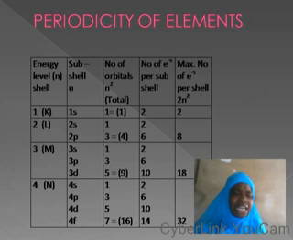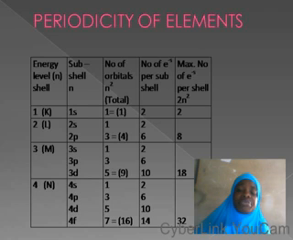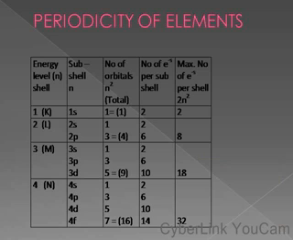Now this particular table gives us the summary of what we have been saying. If you look at this table very well, you see that the K shell, which is 1, has only one subshell, and the number of orbitals is determined by n squared, where we have 1 squared. The number of electrons in the subshell is 2, and then it goes like that.